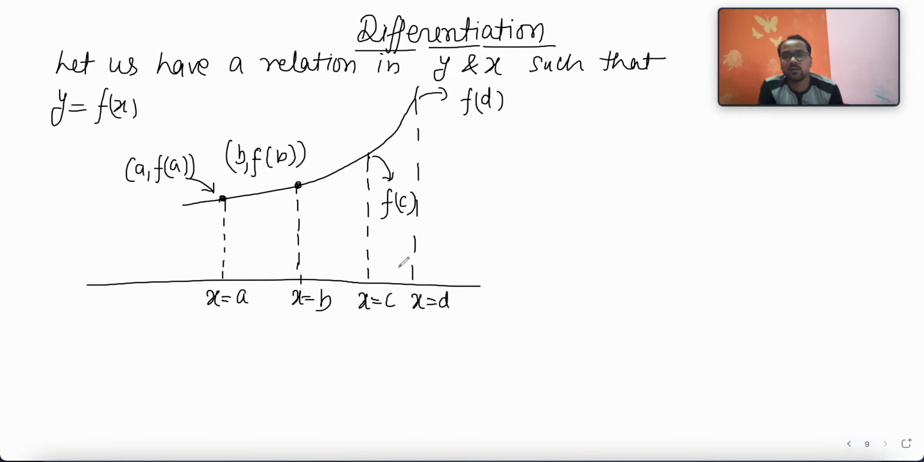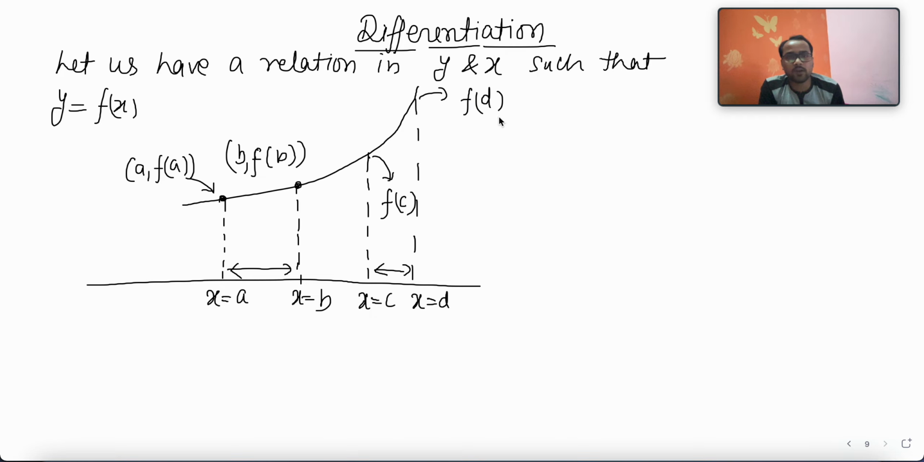Clear this much. Now if I consider this interval from a to b, in this interval the value of y is increasing, and in this interval c to d also, the value of y is increasing. But what is the difference between these two regions, these two parts?